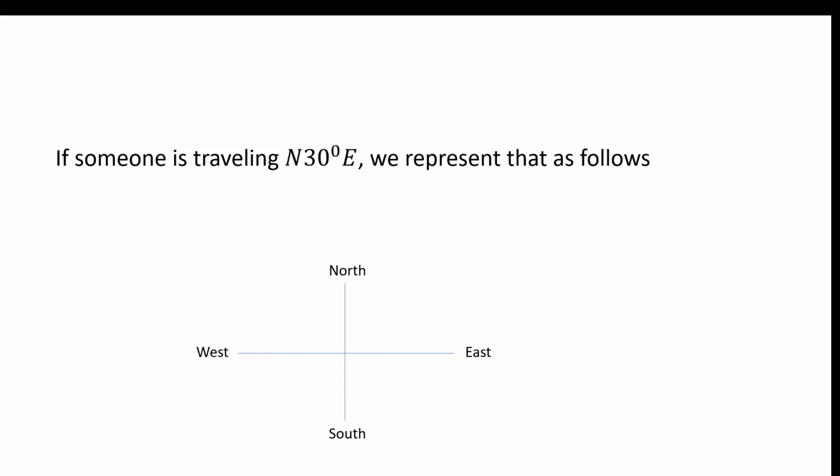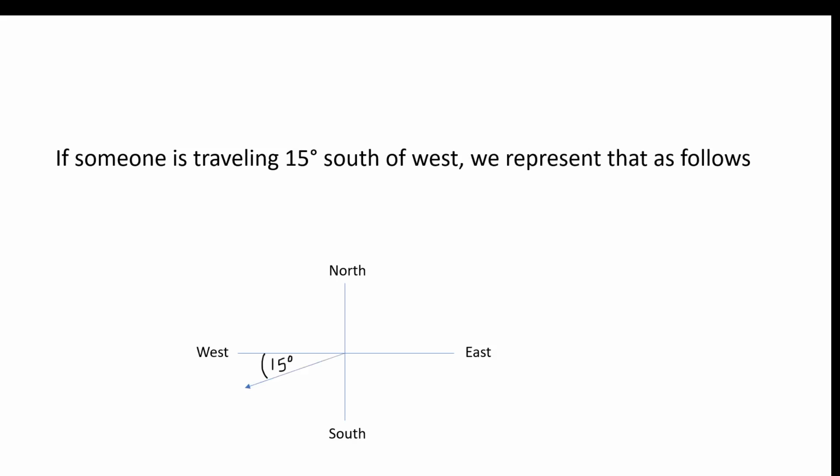Now, if someone's traveling north 30 degrees east, that's presented as follows. You go along the north and then you make an angle towards the east of 30 degrees with the north. And also sometimes you'll see a question say that you're heading 15 degrees south of west. So if that happens, you can show it as shown there. 15 degrees south of west means west 15 degrees south.